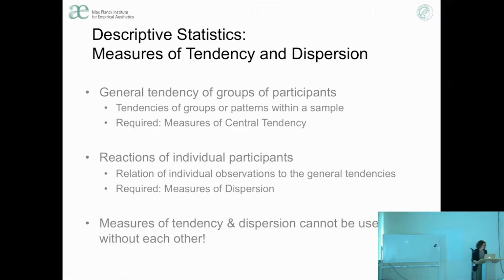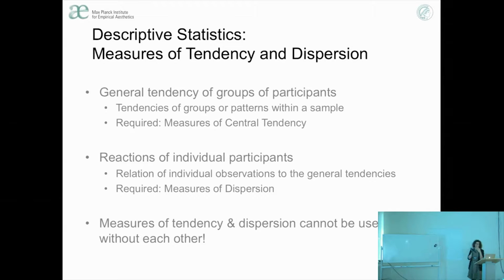So let's talk about the kinds of descriptive statistics that we have. There are two things that mainly interest us when we are describing and summarizing our data. You want to map the general tendency of all of your participants together, and you want to map the reactions of individual participants.